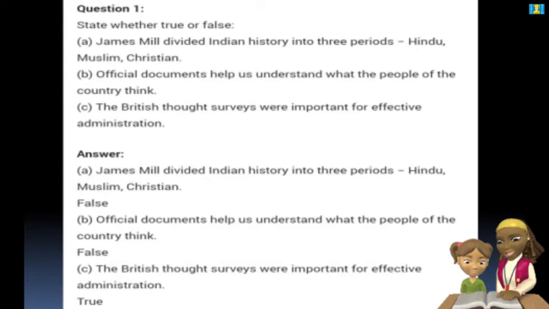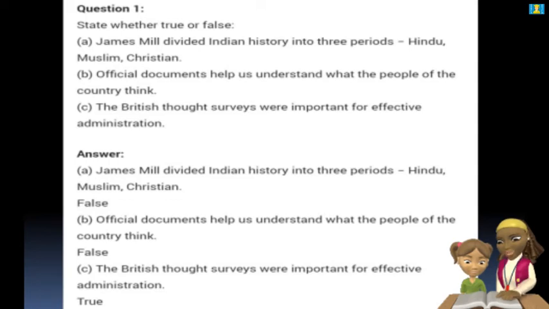A. James Mill divided Indian history into 3 periods: Hindu, Muslim, Christian. B. Official documents help us understand what the people of the country think. C. The British thought surveys were important for effective administration.